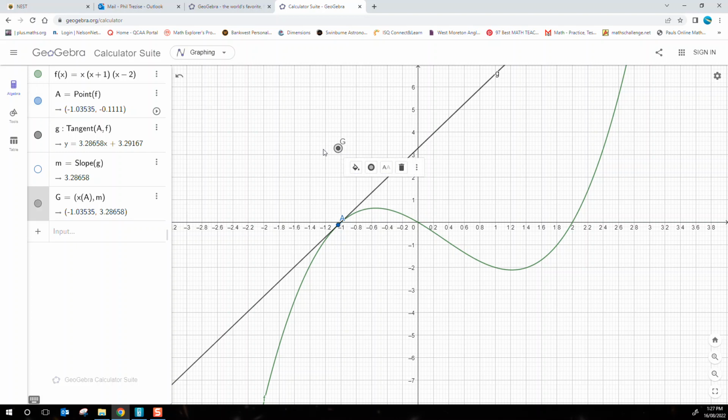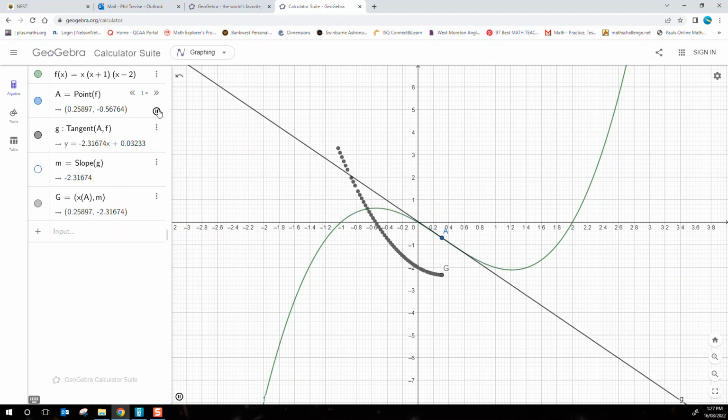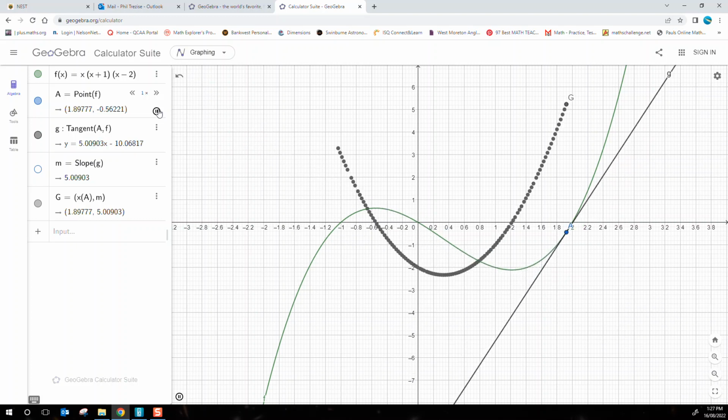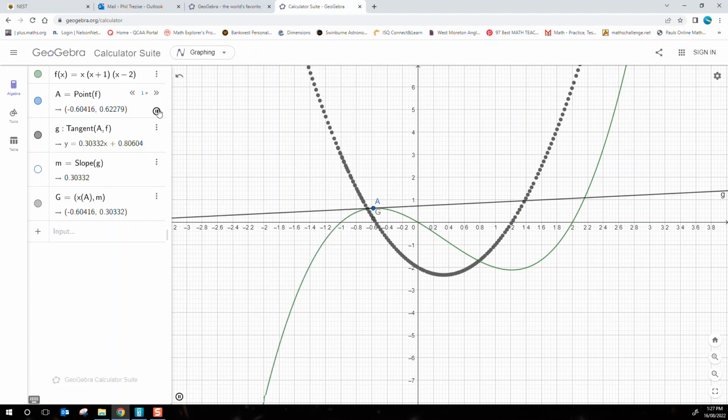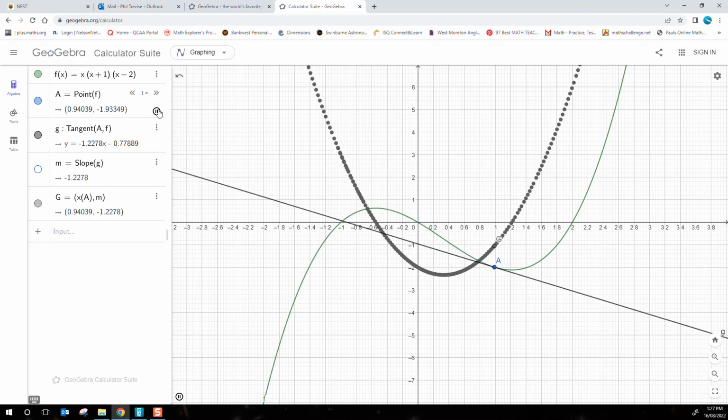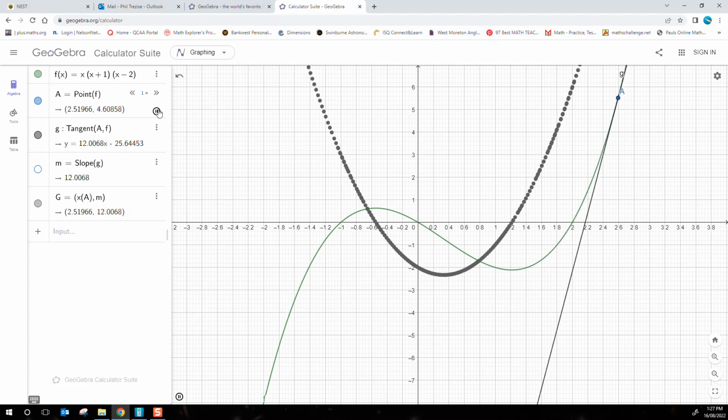So if I just click on point G and then there's a little menu here, I can show a trace. Point G will leave a trail behind as it moves now. So that series of black dots represents the places where point G can be. So point G is tracing out the gradient function. The gradient function is also called the derivative of f.